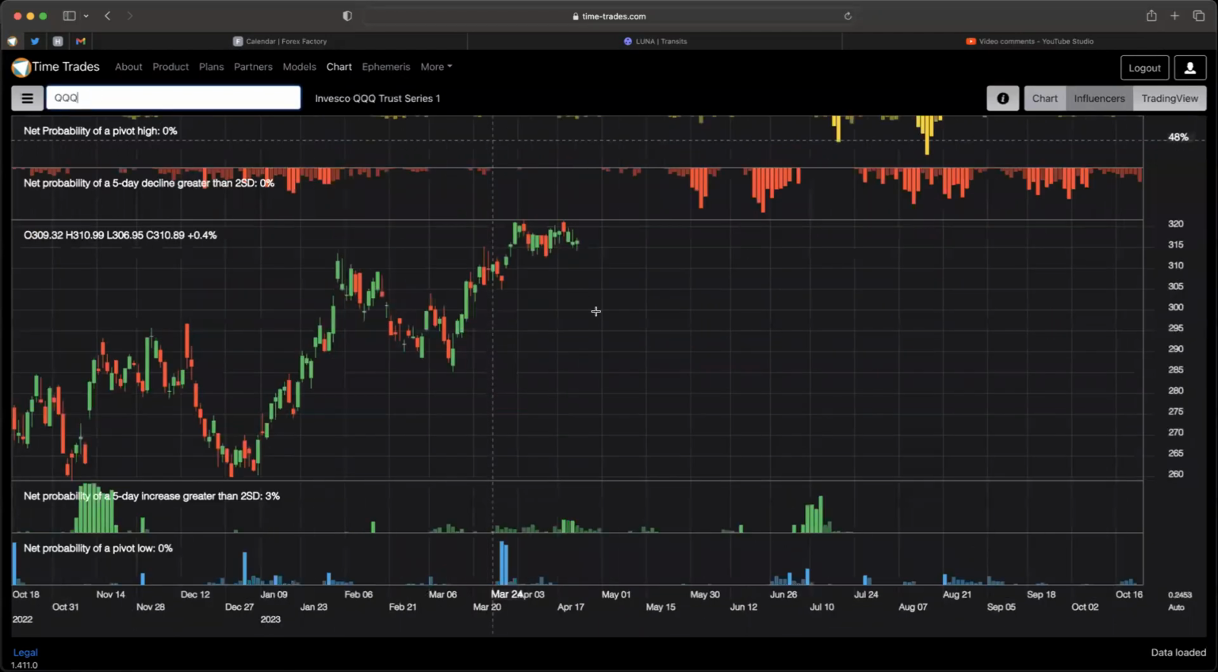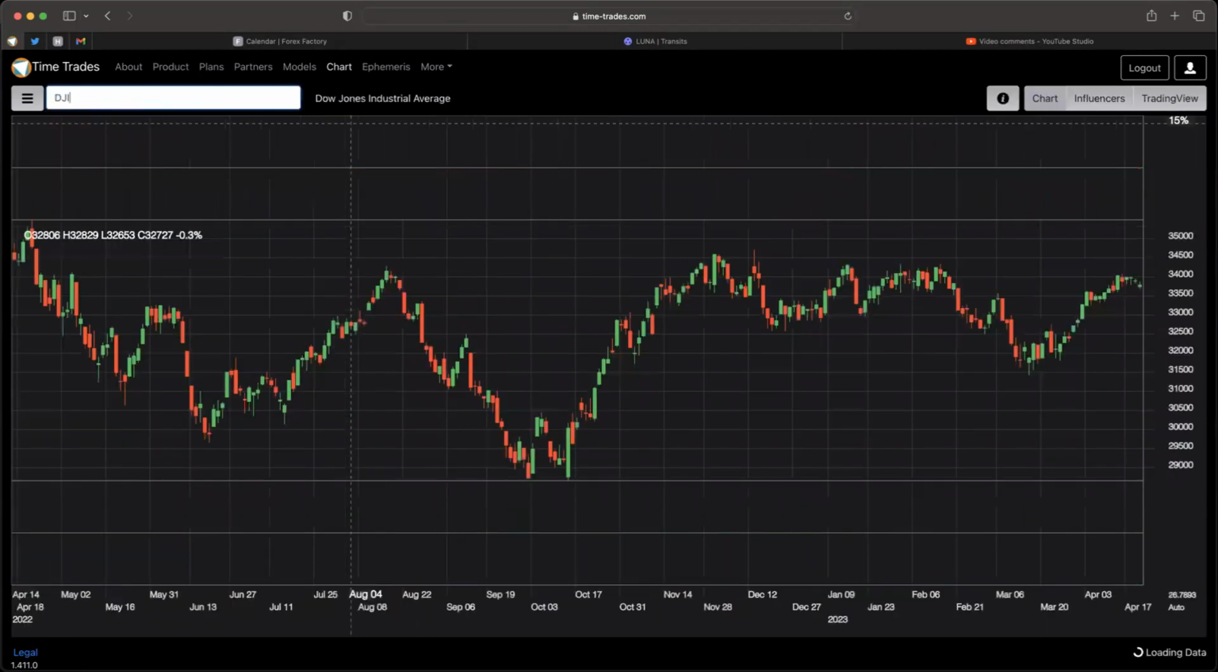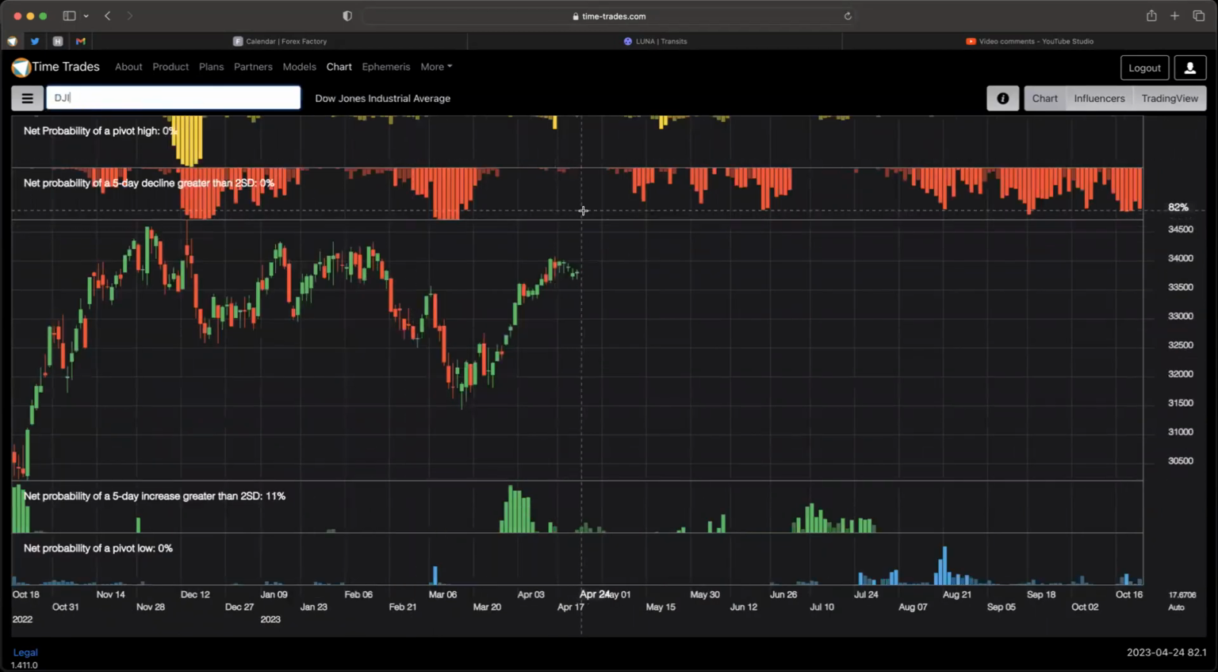So let's look at Qs. Again, very, very quiet on the machine learning forecast here until we get to June 1st, and then we see a big move. How about the Dow? The Dow also very, very quiet with respect to the machine learning forecast until we get to mid-May again, about May 12th.